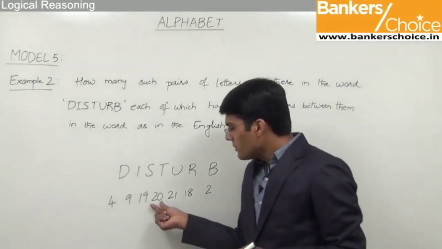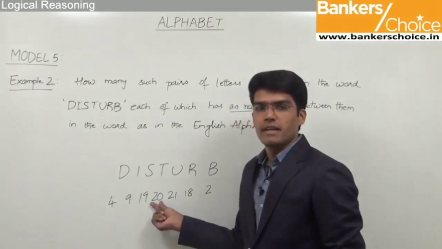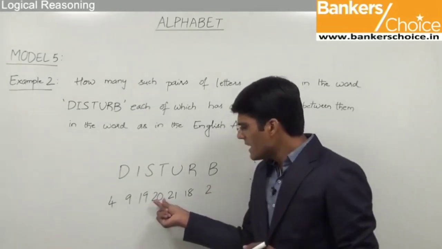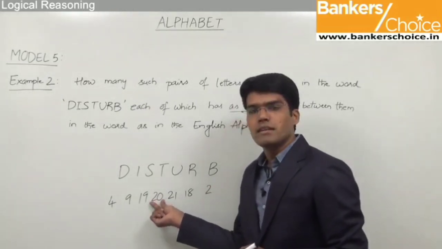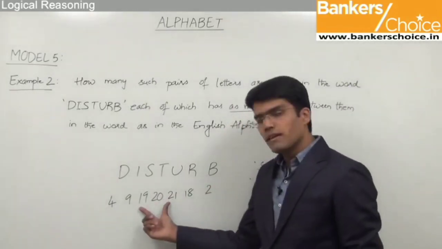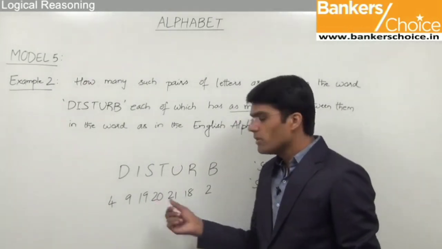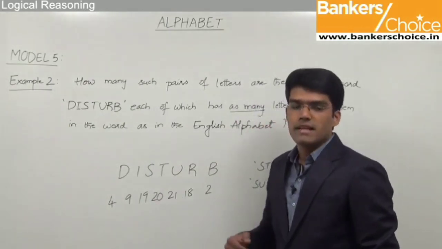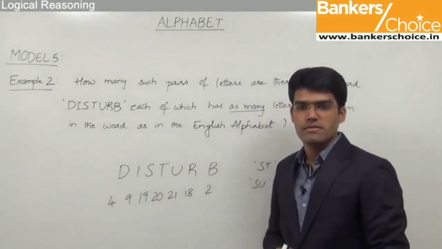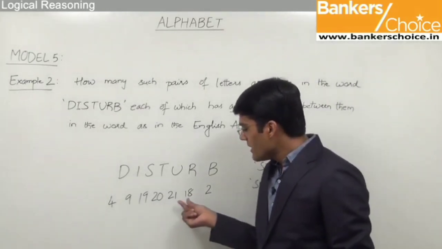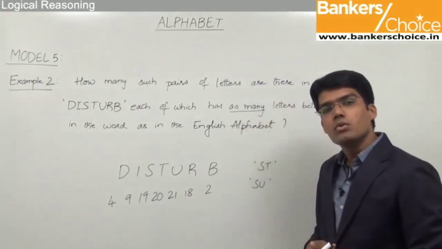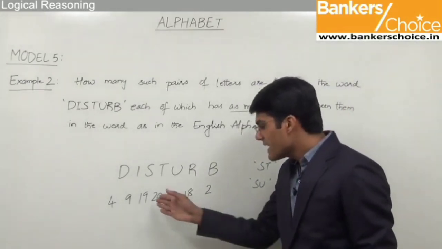Remember, it need not be 20 in between 19 and 21 to make it a correct pair. It can be any other number between 19 and 21. So 19 and 21 is a correct pair, because here we have only one position between them, and in the actual sequence also we have only one position. 19 with the remaining two positions, that is 18 and 2, cannot make a correct pair, as they are lesser than 19.